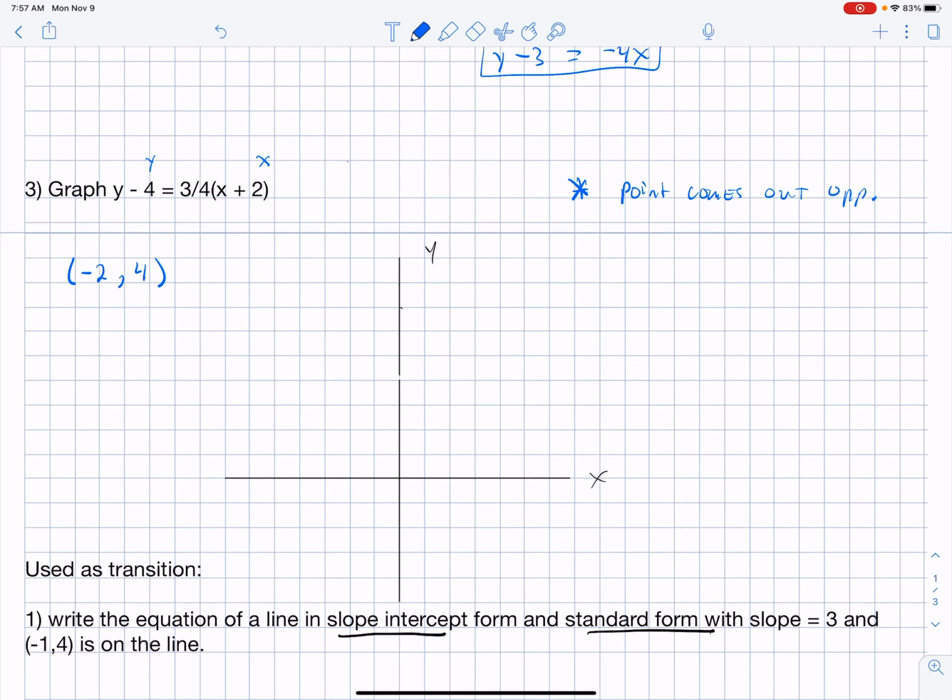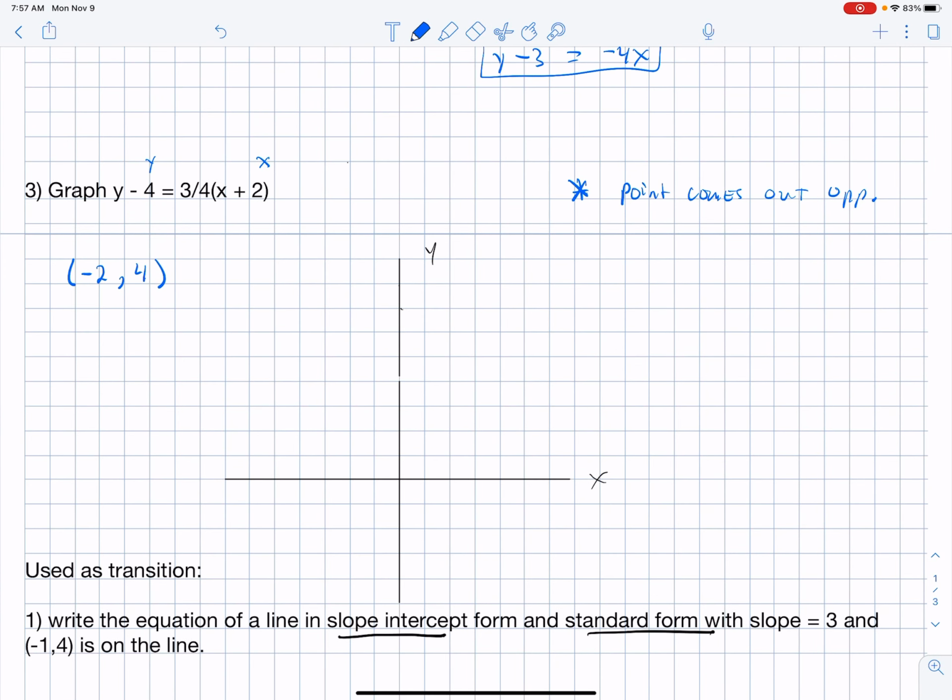All right, and so that's easy to plot. We'd go over -2 and up 1, 2, 3, 4. And there would be -2, 4, okay? And then our slope is 3/4. So we would go up 1, 2, 3, and over 1, 2, 3, 4. And graph our line. And that makes it really easy to graph.